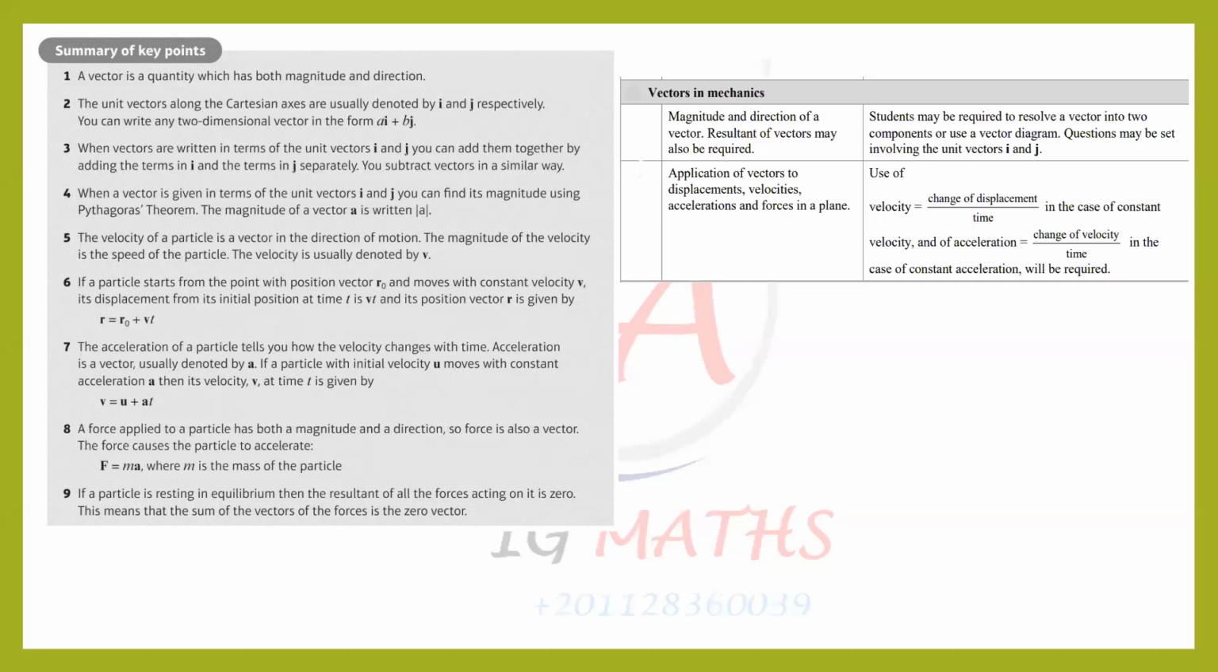So let's see a quick summary for the points that we have here. First of all, you need to know the difference between a vector and a scalar. A vector has magnitude and direction, and a scalar has only a magnitude. For sure we have displacement and distance: displacement is the vector, and the scalar is just the distance.